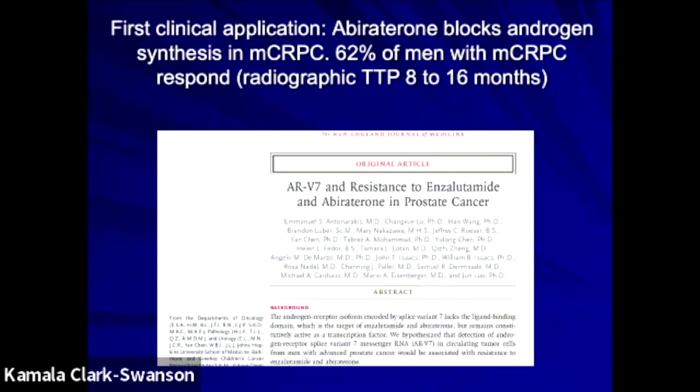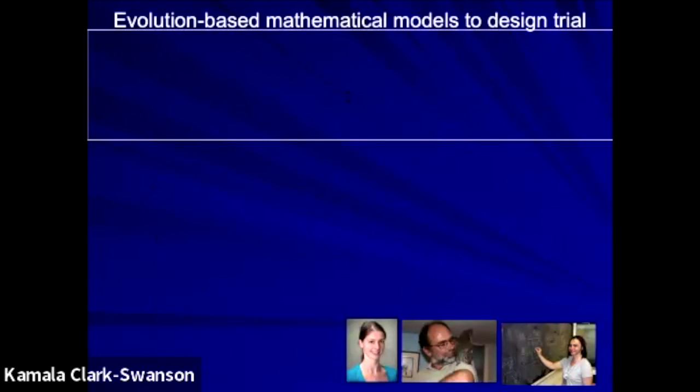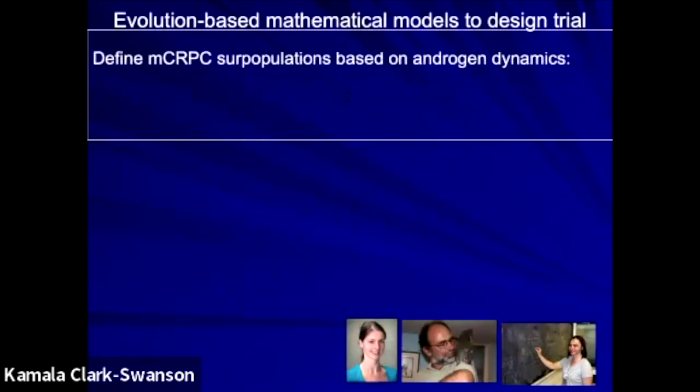The first, we have done preclinical studies on this, and there are other strategies that can be used to exploit evolution. So I don't want to just say this is the only one, but we have started this in patients. We used abiraterone, which is a second-line therapy used in men with castrate-resistant prostate cancer. The protocol was built on a math model.